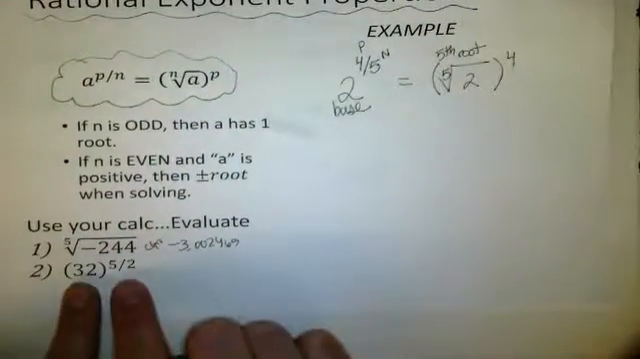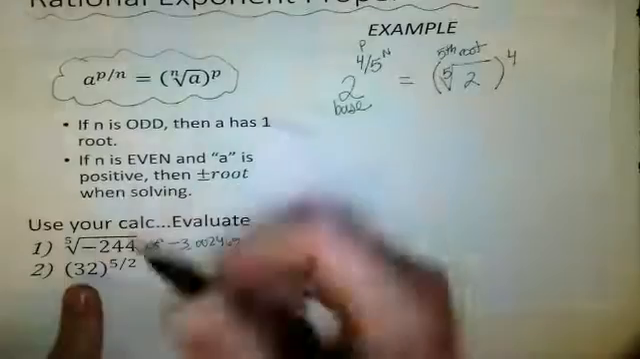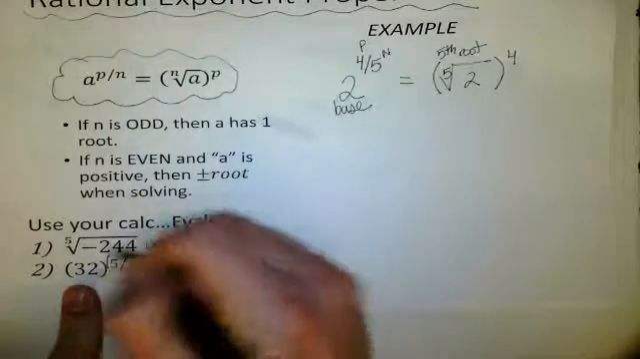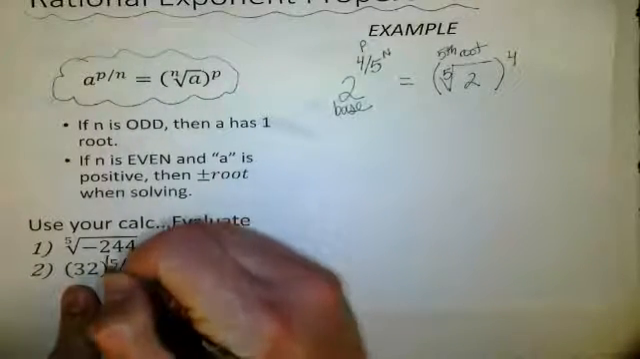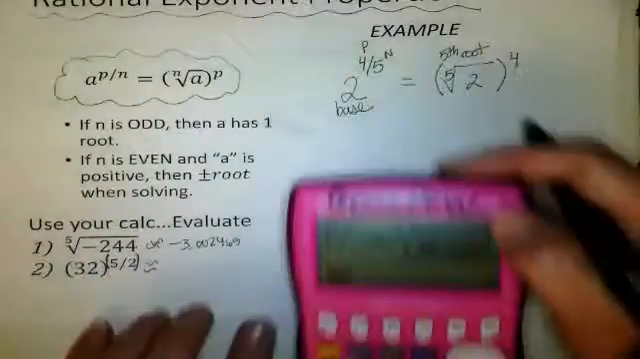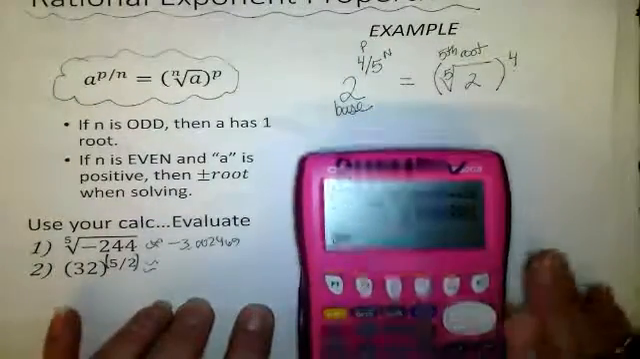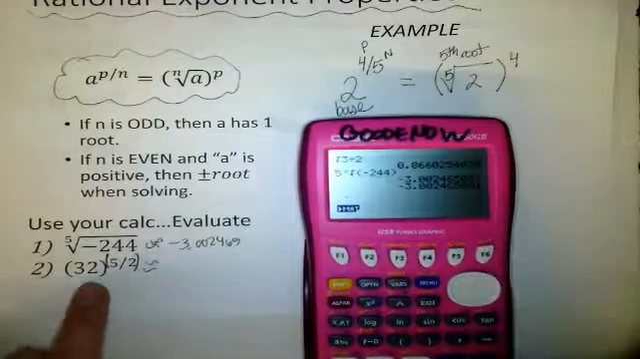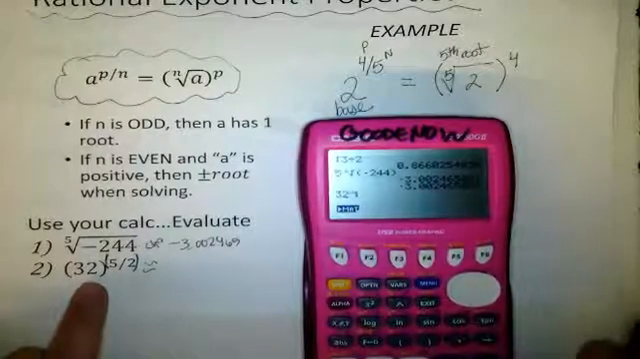Here we have 32 to the 5/2 power. Again, that's really easy to do, easier, I think, than the roots. But we're just going to make sure we put our exponent in parentheses, and it's going to work really nicely on both calculators. For ones written like this, we can just use the little caret button. So we can do 32 caret.